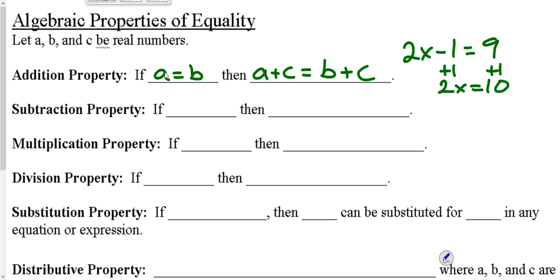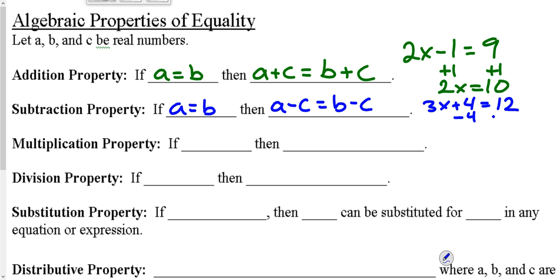The subtraction property, if A equals B, then A minus C equals B minus C. And so similar to that, if we have something set up that's equal to each other, 3x plus 4 equals 12, and then we subtract 4 on both sides, that's the subtraction property. Say 3x equals 8.